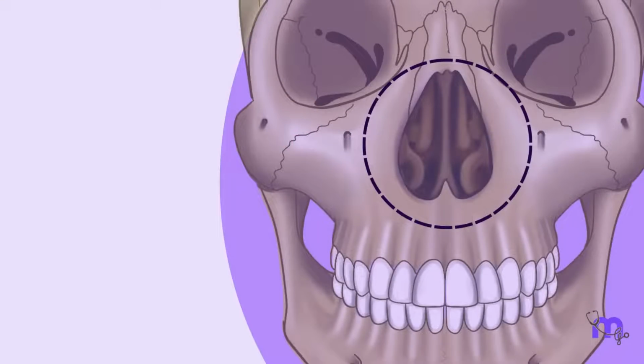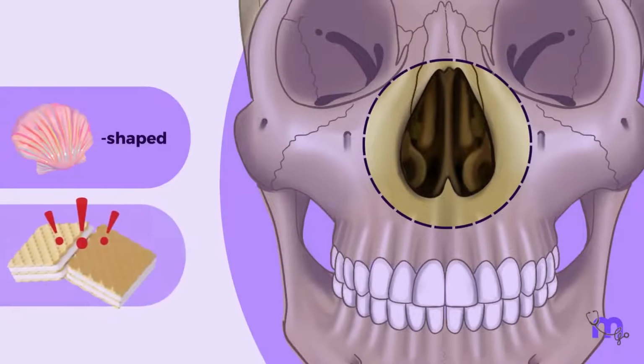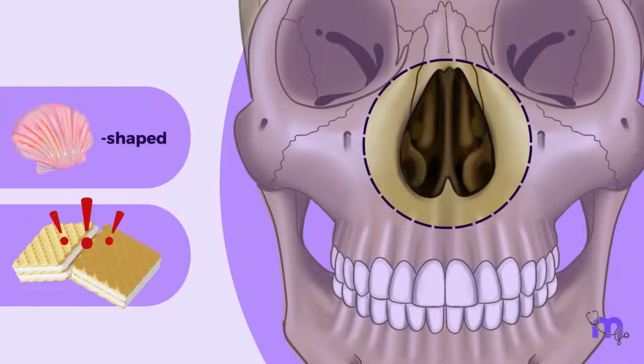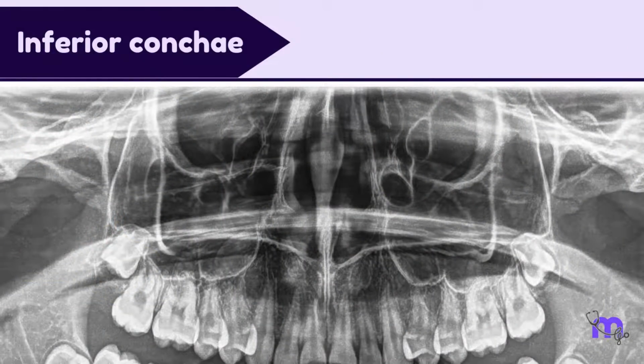Another structure visible in the lateral wall of the nasal cavity is a shell-shaped, wafer-thin, bony projection called the inferior concha. This cranial bone is visible on a radiograph as a diffuse radio-opaque shadow.